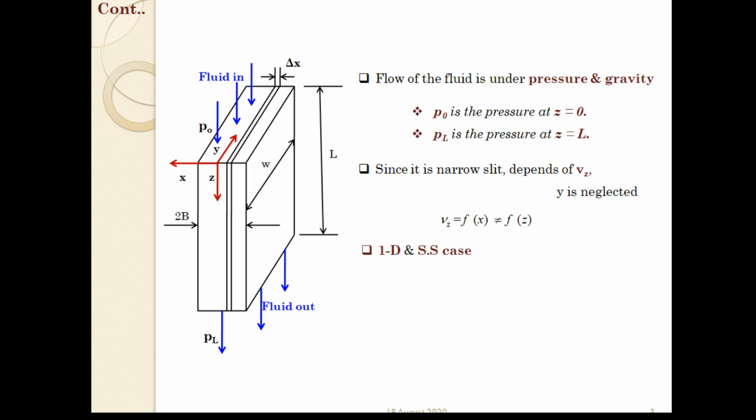And P0 is the pressure acting at z equals 0, and PL is the pressure acting at z equals L. Since it is a narrow slit, it depends on Vz, the velocity in the z direction, and the velocity in the y direction is neglected. So Vz is a function of x, not a function of z.